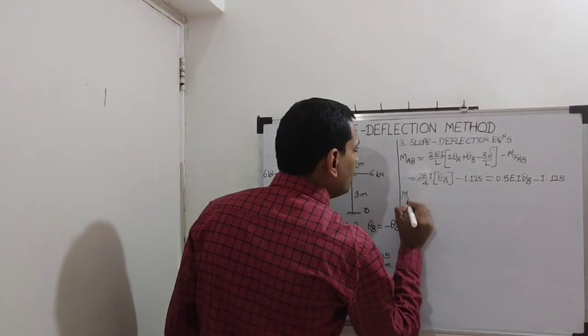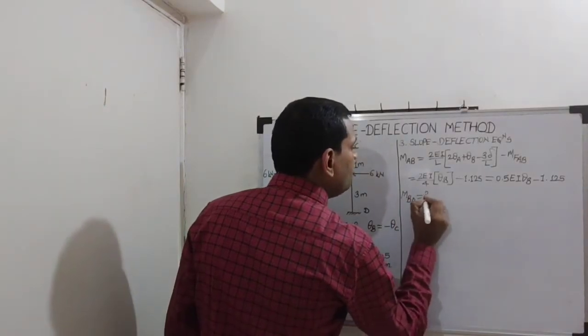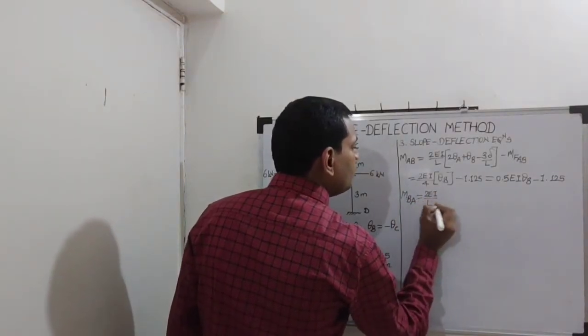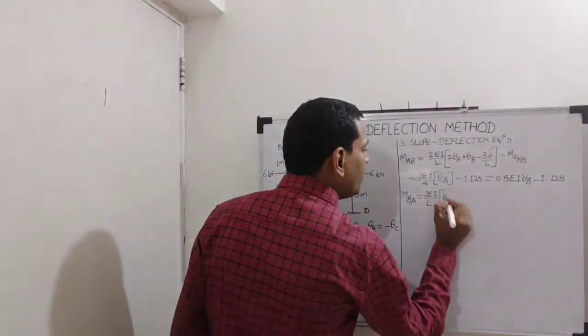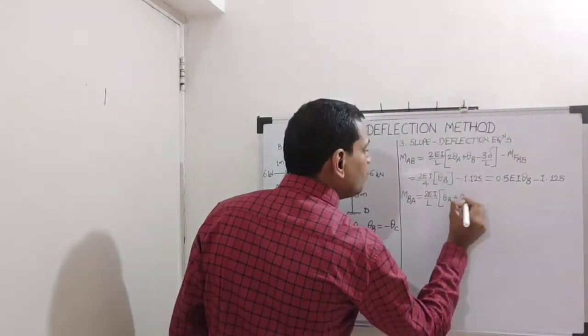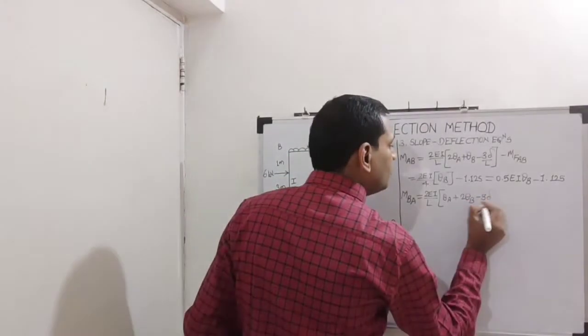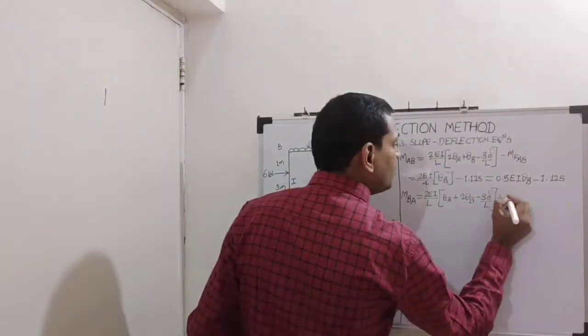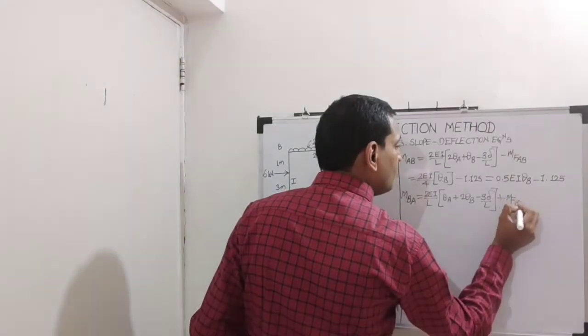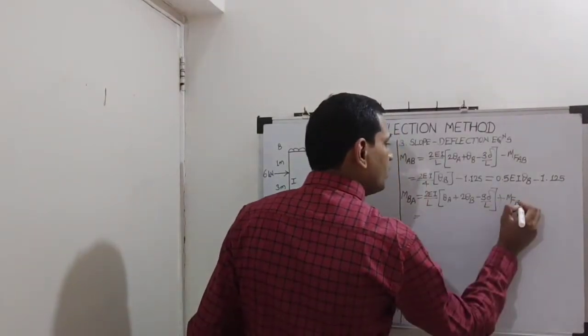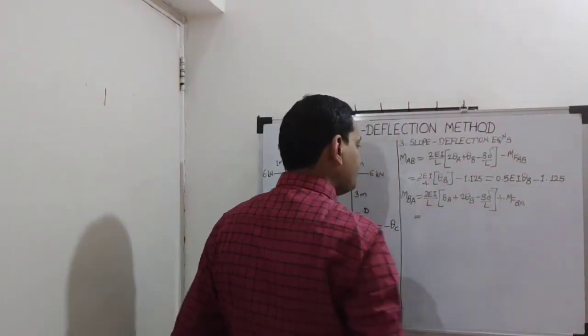Second, MBA. What will be the MBA equation? 2EI by L into bracket, interchange the coefficients of theta A and theta B. The last term is plus MFBA. Okay. So again calculate this value.